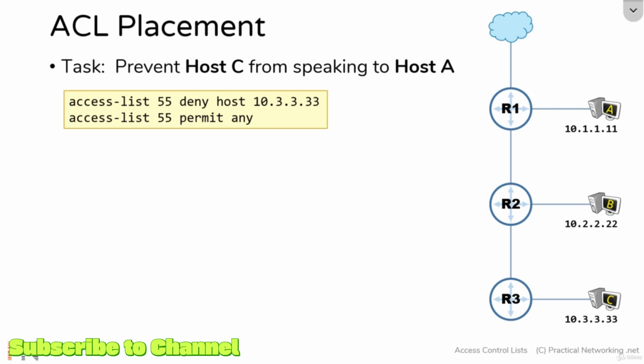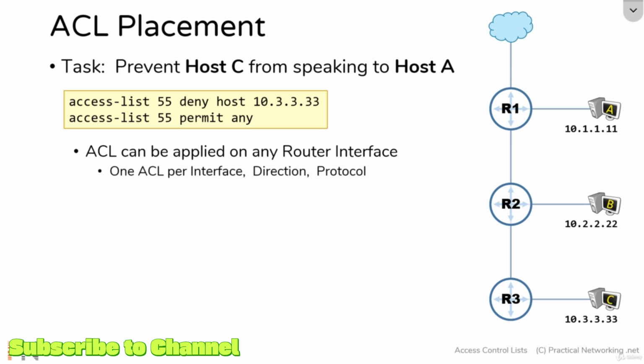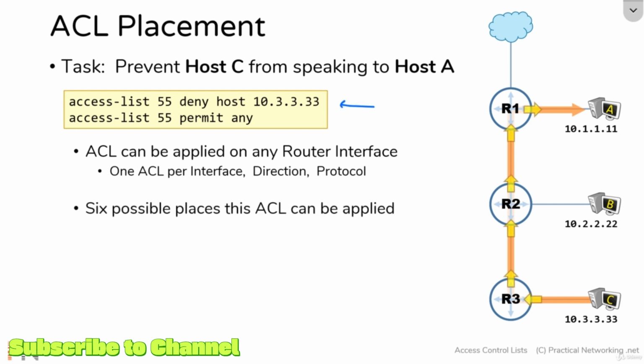Now we learned from prior videos that you can apply an access list to any router interface. In video 1 and video 7, we talked through how you can apply an access list once per interface, per direction, or per protocol. To accomplish this goal, we can apply this access list to any router interface on the path between host C and host A. So if we map out the path, this is what it would look like, which gives us 6 locations we can apply this access list.